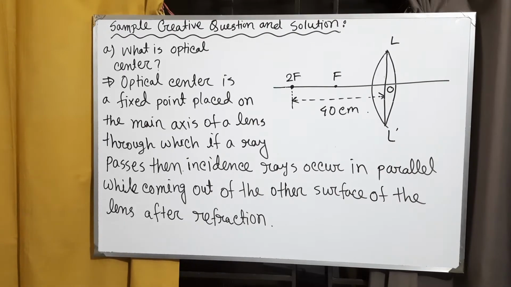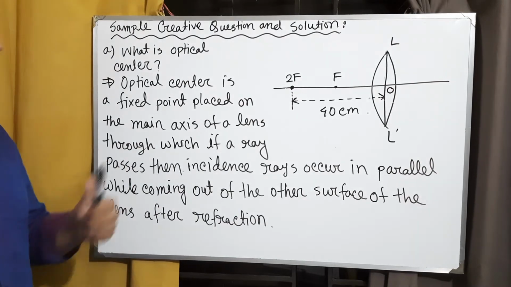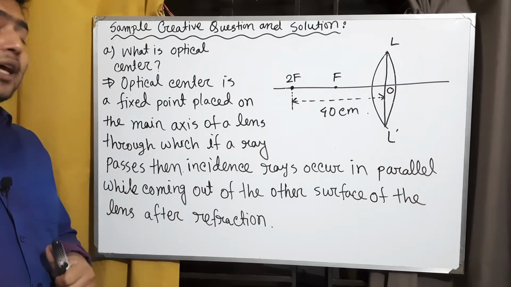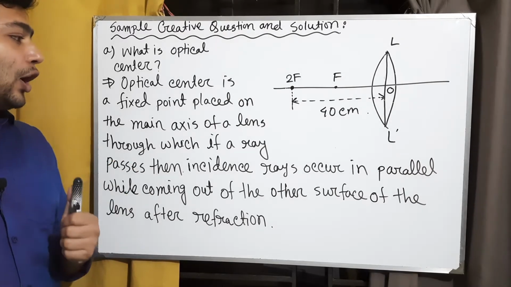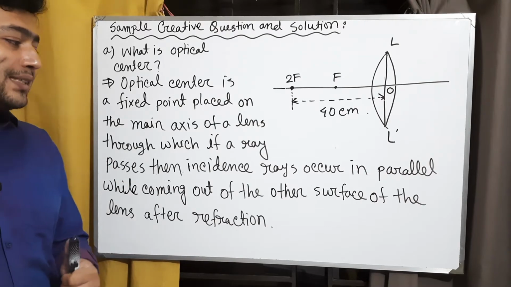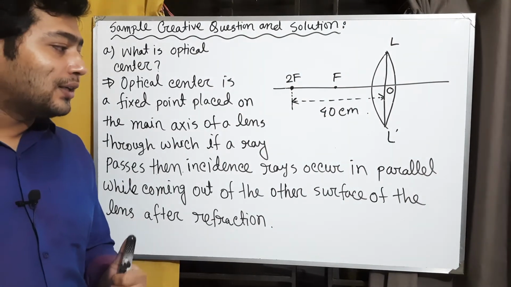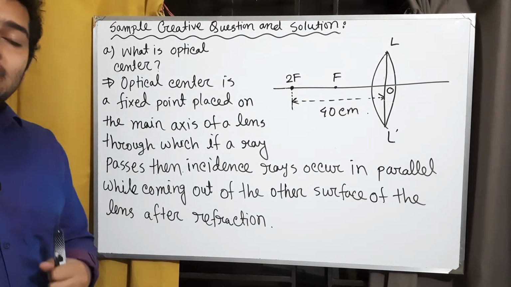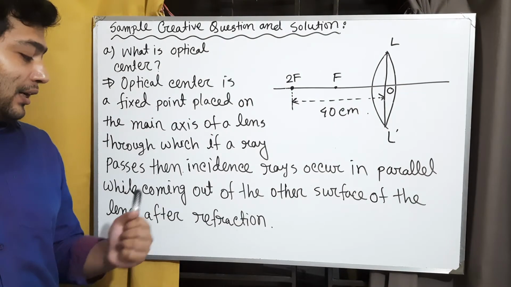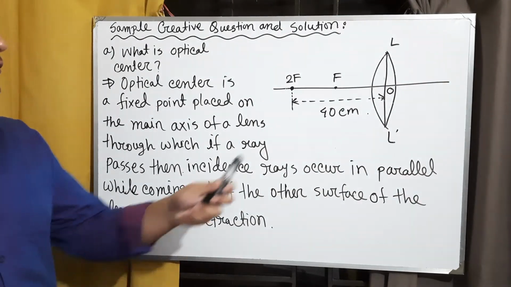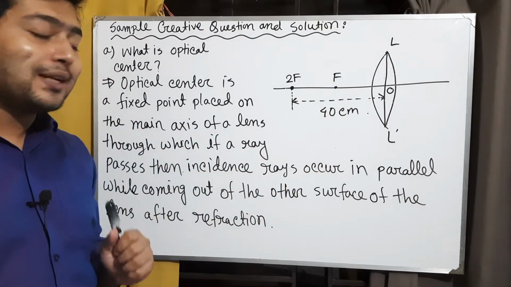So dear boys, our question A is, what is optical center? The answer is, optical center is a fixed point placed on the main axis of a lens through which if a ray passes, then the incident ray and the emergent ray are parallel while coming out of the other surface of the lens after refraction. In the figure, the point O is called our optical center.